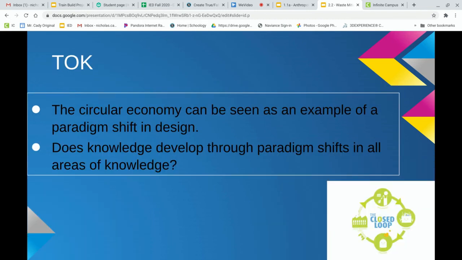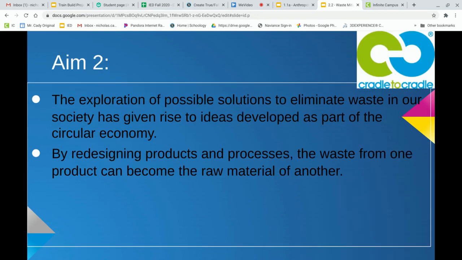Theory of knowledge. The circular economy can be seen as an example of a paradigm shift in design. Does knowledge develop through paradigm shifts in all areas of knowledge? And our standard: the exploration of possible solutions to eliminate waste in our society has given rise to ideas developed as part of the circular economy. By redesigning products and processes, the waste from one product can become the raw material of another.